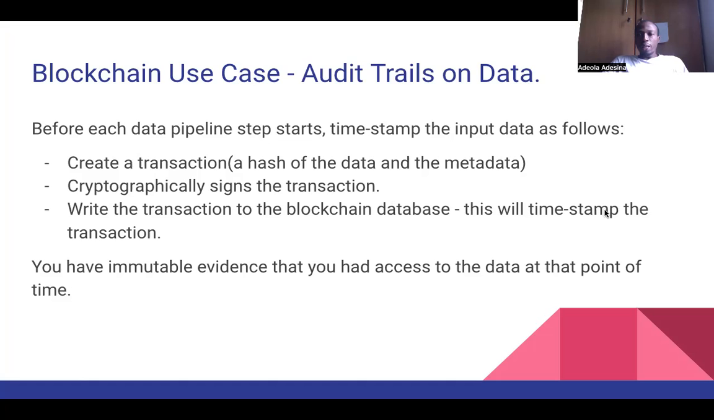So the most important word here is the timestamp, because immediately a blockchain transaction is generated, it is timestamped on the blockchain, and it's very immutable. Immutability means that that timestamp cannot change, right? So you have immutable evidence that you had access to the data at a point of time, or that you generated the data at a point of time. Does that make sense?